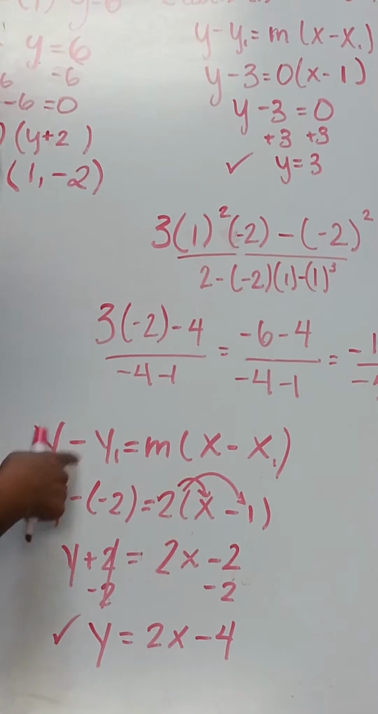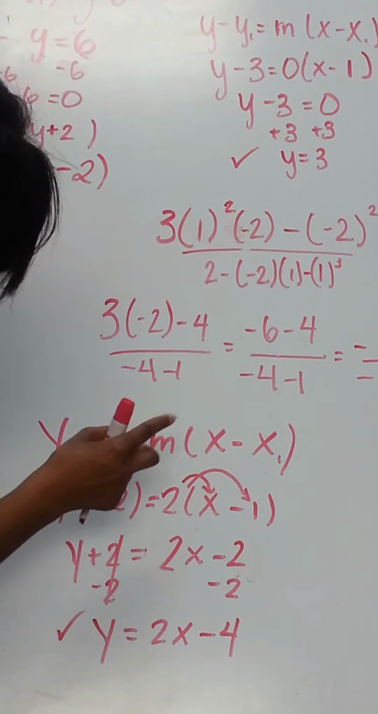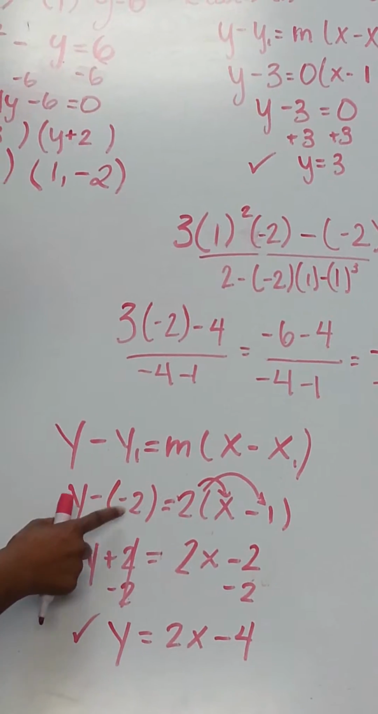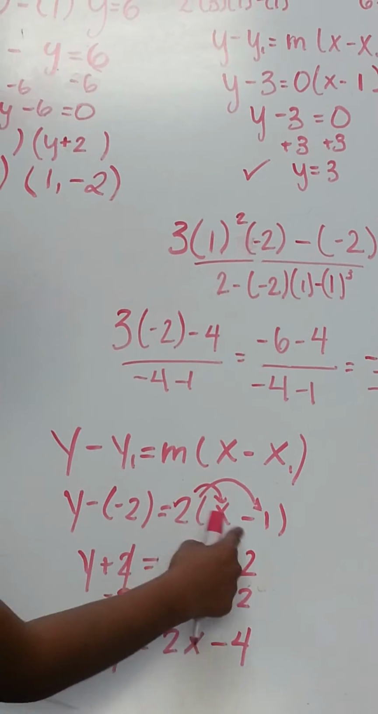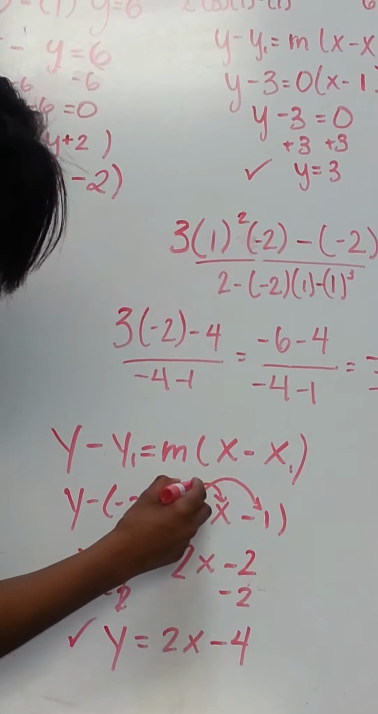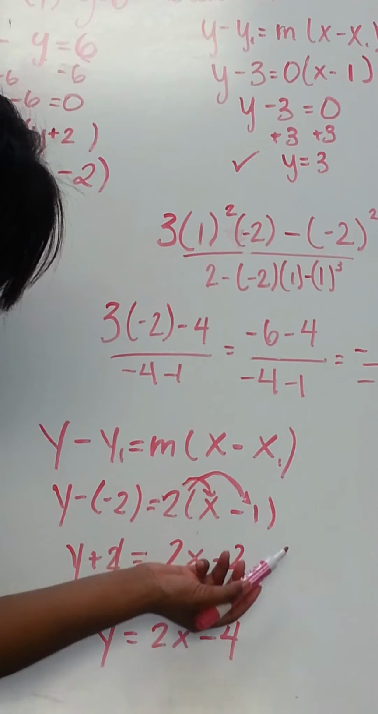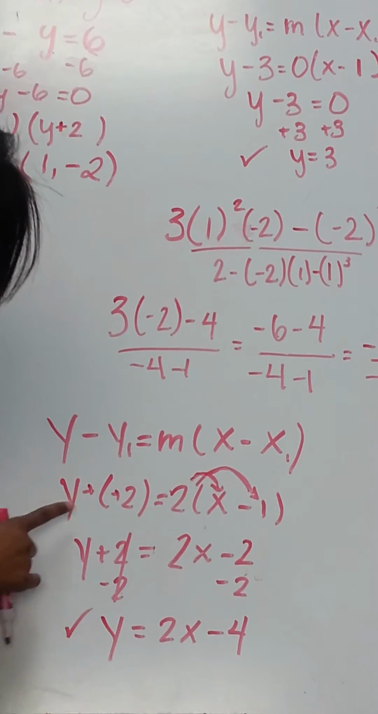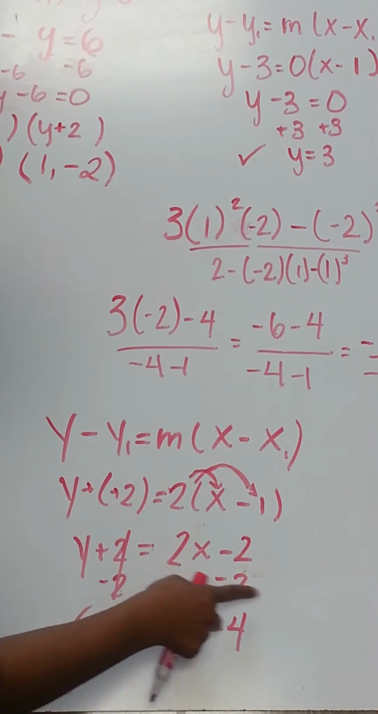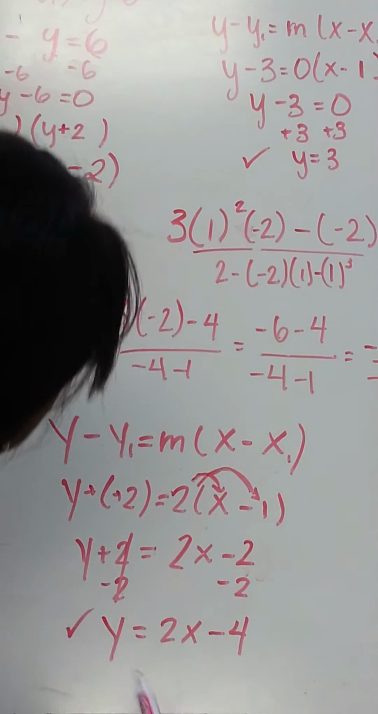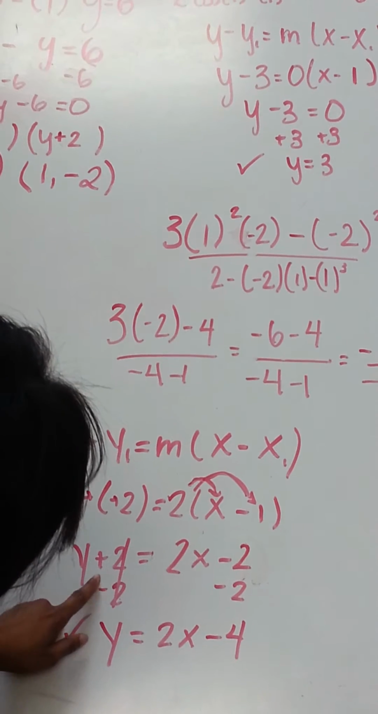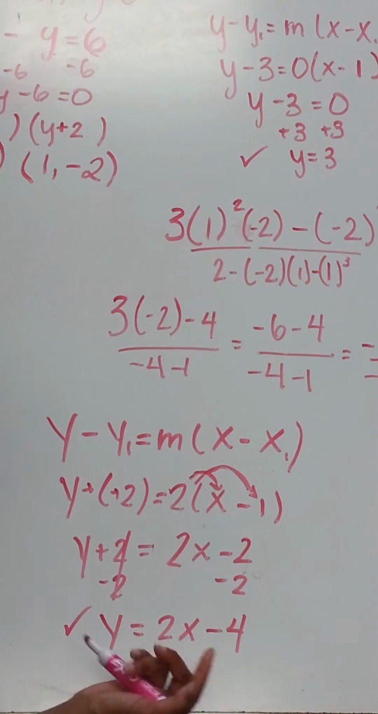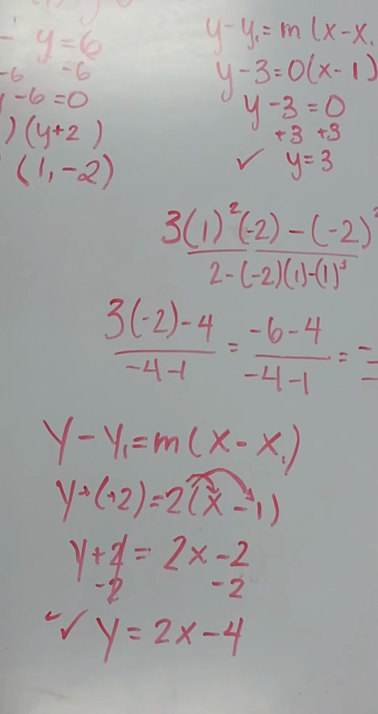You do the same thing as up here, and you use the point slope form: y minus y1 equals m times x minus x1. So you sub it in. Y minus negative 2 equals 2 times x minus 1. Don't forget, you have to distribute to the x and to the negative 1. So you have y plus 2, because it changes to plus. Y plus 2 equals 2x minus 2. You subtract 2 from both sides, and you have y equals 2x minus 4. So that's your second answer. That's all for part B.